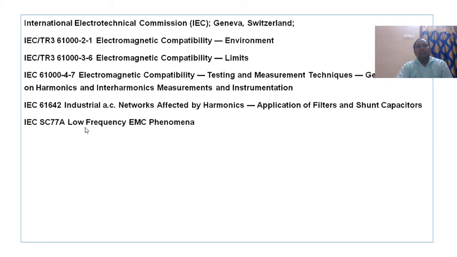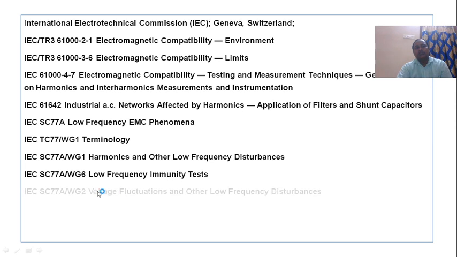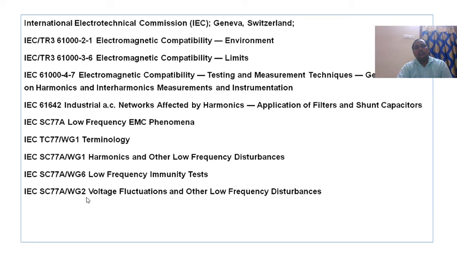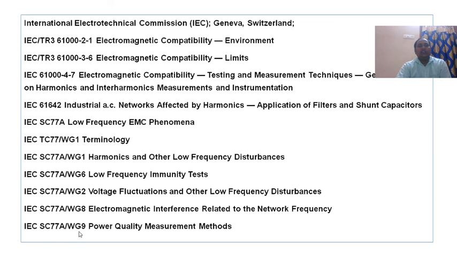IEC SC 77A covers low frequency EMC phenomena. IEC TC 77 G1 covers terminology. IEC SC 77A WG1 covers harmonics and other low frequency disturbances. IEC SC 77A WG6 covers low frequency immunity tests. IEC SC 77A WG2 covers voltage fluctuation and other low frequency disturbances. IEC SC 77A WG8 covers electromagnetic interferences related to the network frequency. IEC SC 77A WG9 covers power quality measurement methods.